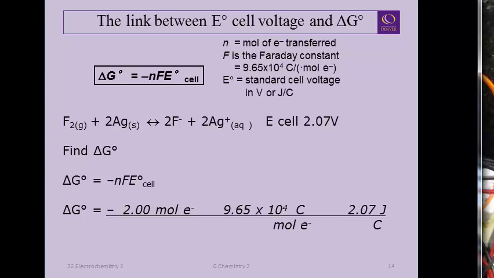So you plug and chug. Now in this particular case, it was actually 2 electrons involved. Put that in here. Faraday's constant, that's always going to be the same, so that always fits in there. And then 2.07, and in this calculation, if you want to track your units, you automatically just convert volts to joules per coulomb, and then everything's going to cancel out, and you're going to be left with negative 399,510 joules, or 4 times 10 to the 2, or 400 kilojoules.